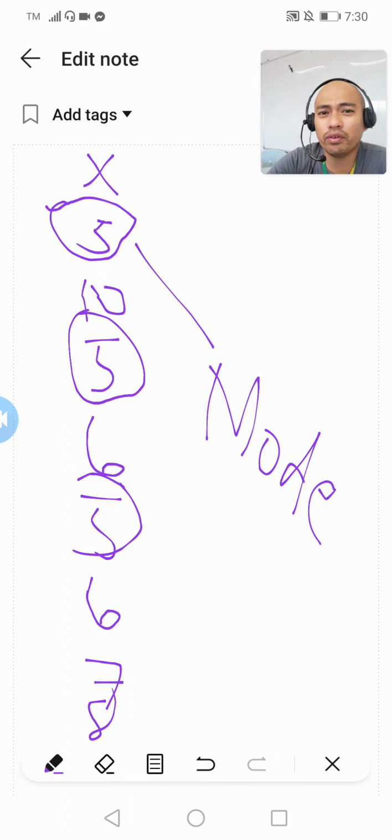So it is very easy to identify the mode of our distribution if the data is ungrouped.